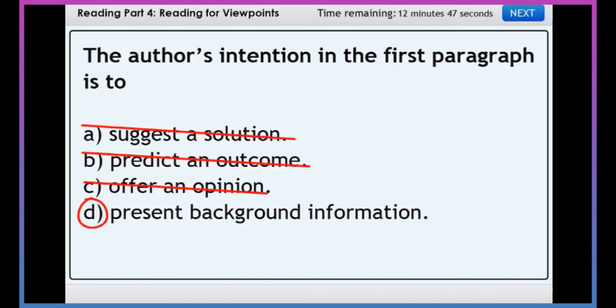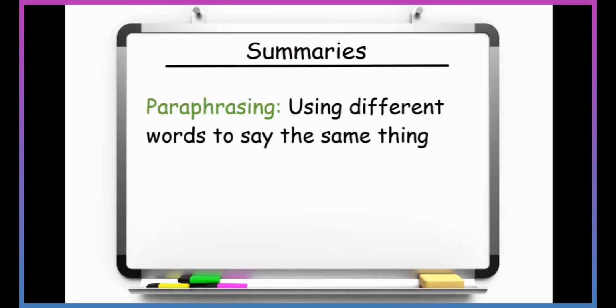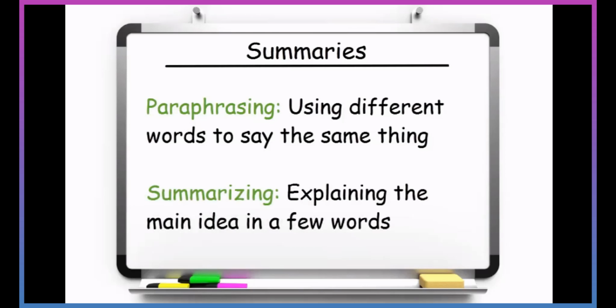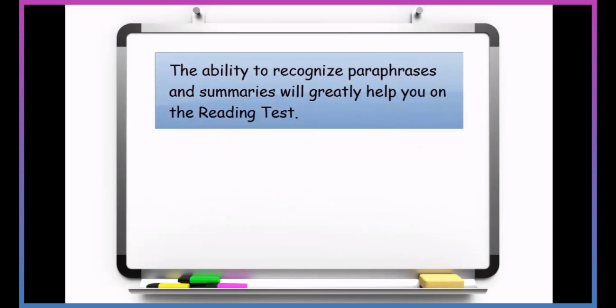To review what we've discussed, paraphrasing is when we use different words to say the same thing. Summarizing is when we reduce a large number of words down to the main points. Summaries usually include paraphrasing. That is, we reduce the number of words, but we also use different words to express the main idea of the original statement. As you can see, these two concepts often go hand in hand. The ability to recognize paraphrases and summaries will greatly help you on the reading test.